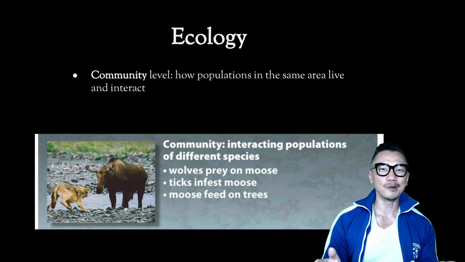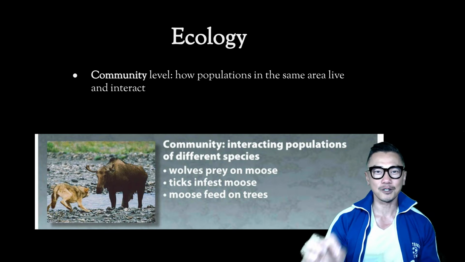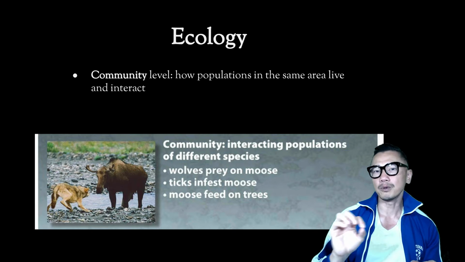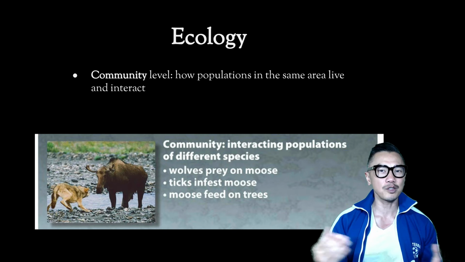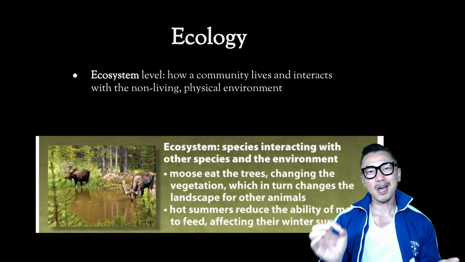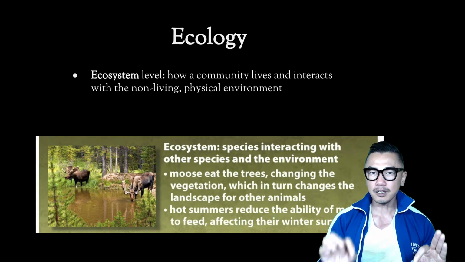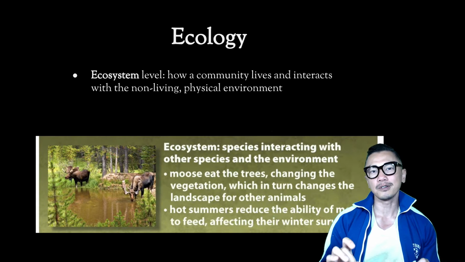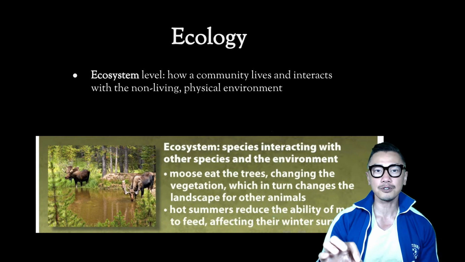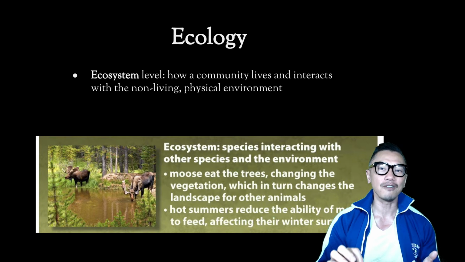Ecology at the community level looks at how different populations of different species in the same area live and interact. Someone studying community ecology might look at the wolves, but would also look at the moose, the ticks, and the trees, for example. Ecology at the ecosystem level looks at how a community interacts with its non-living, physical environment. An ecosystem ecologist might be interested in things like weather, climate, chemical pollution, or the availability of nutrients. This ecosystem ecologist might look at how these things affect life on Royale.